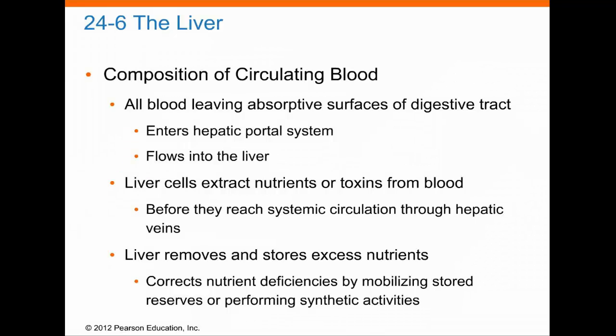So the composition of circulating blood. All blood leaving the absorptive surfaces of the digestive tract enter the hepatic portal system. So this is the venous system. It flows into the liver. The liver cells extract the nutrients or the toxins from the blood before they reach the systemic circulation through the hepatic veins. The liver removes and stores excess nutrients. It corrects nutrient deficiencies by mobilizing stored reserves or performing actual synthetic activities where it makes some things.